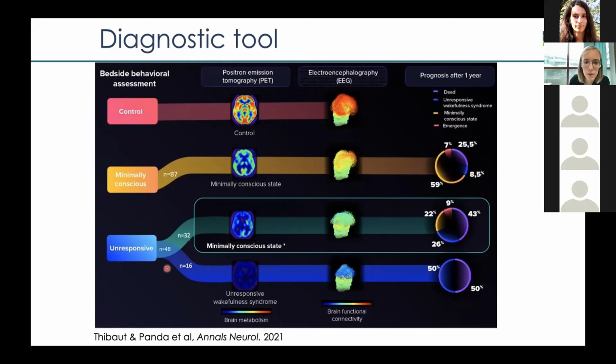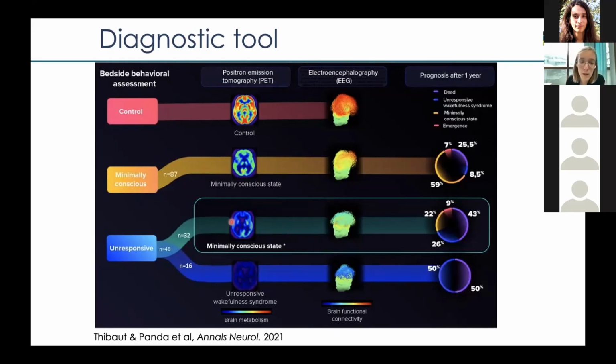But then if we look at the unresponsive patients again, we see that there is this group of patients that is actually the minority of the patients that are unresponsive at the bedside. A minority of those patients also shows glucose uptake that is very much reduced, and confirms the diagnosis at the behavioral level. And those patients show very low functional connectivity and also have a bad outcome. So half of the patients remains in the same state, and half of the patients dies at 1 year follow-up.